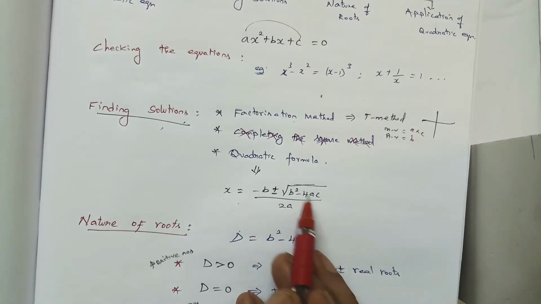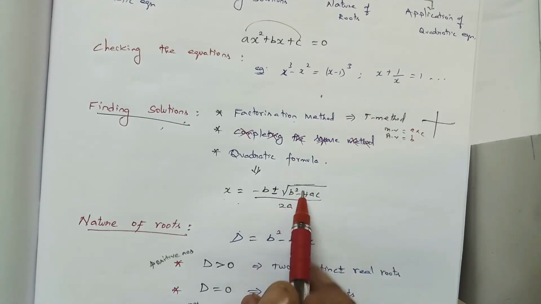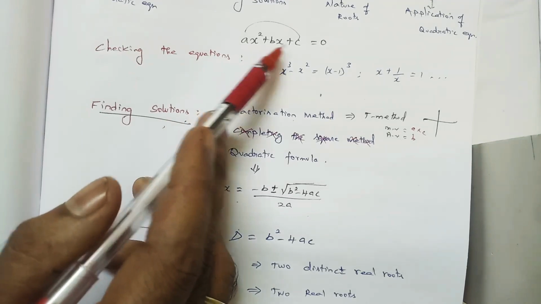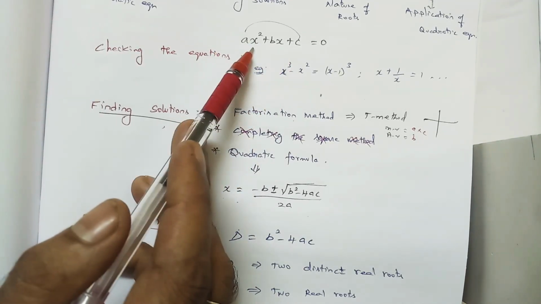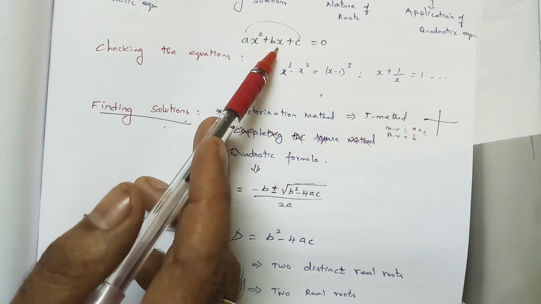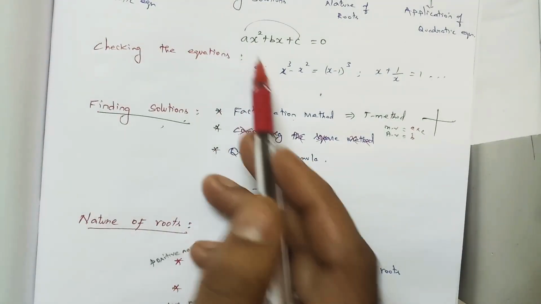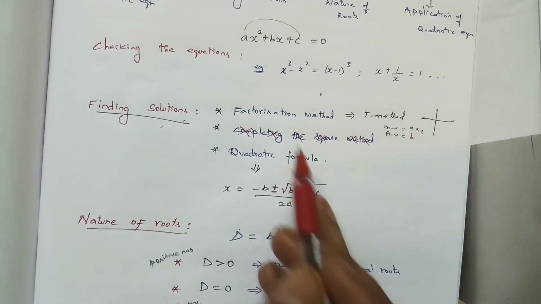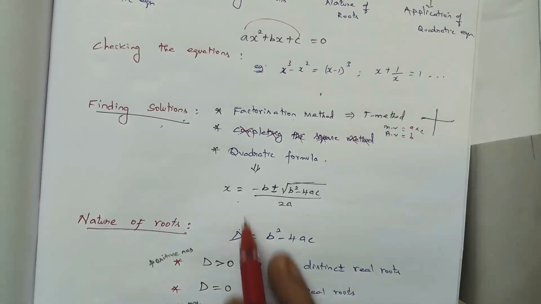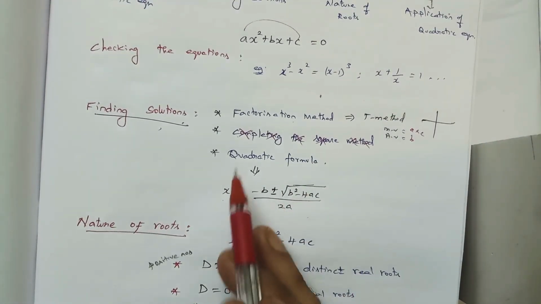a, b, c are the coefficients of x square, x term and constant, right? A is the coefficient of x square, b is the coefficient of x, and c is the constant term. So just sort out the coefficients, write the formula, substitute and simplify. We will get the solutions.